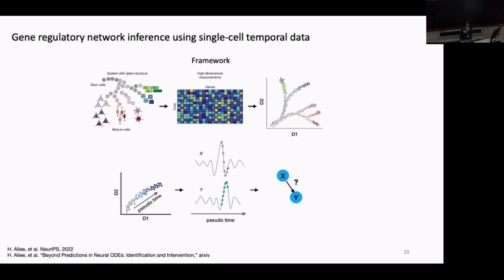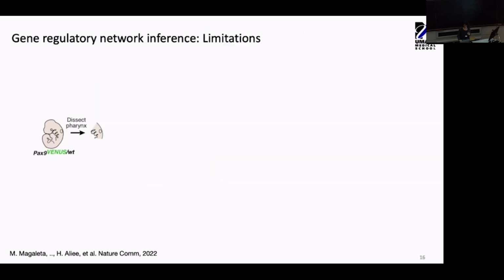So the point is that we don't have real time. We need to infer the pseudo order or pseudo time from the data. But what's the complexity? Okay, let's assume that we can learn these pseudo orders, but still, this is quite complicated.